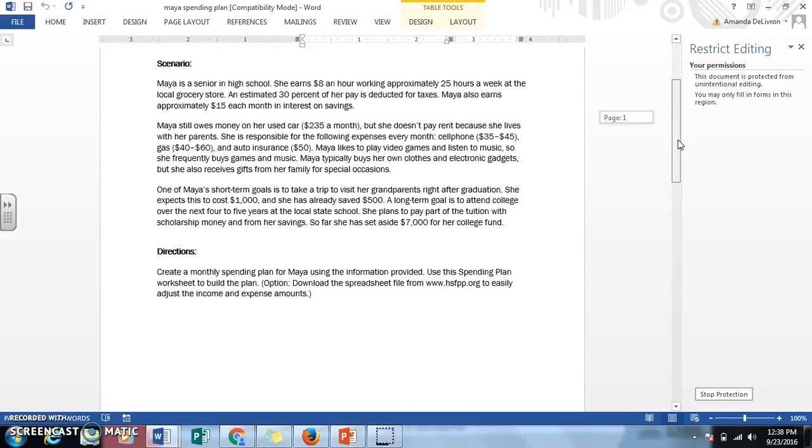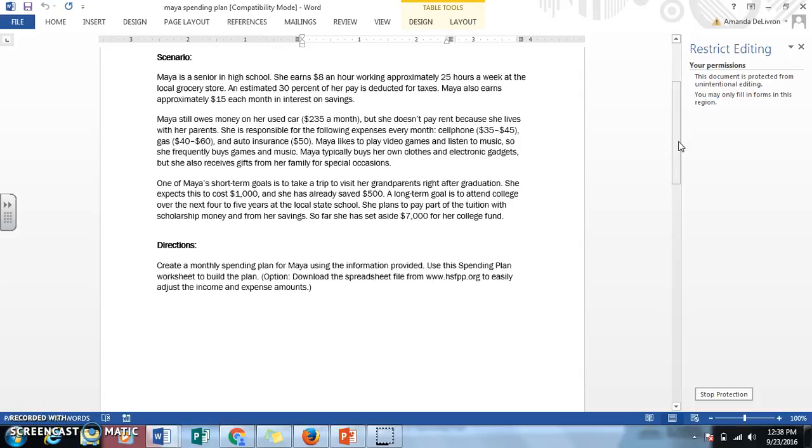Maya still owes money on her used car. She has to pay $235 a month, but she doesn't pay rent because she lives with her parents. She's responsible for these expenses every month: her cell phone, about $35 to $45, gas, $40 to $60, and auto insurance, about $50. Maya likes to play video games and listen to music, so she frequently buys games and music. Maya typically buys her own clothes and electronic gadgets, but she also receives gifts from her family for special occasions.